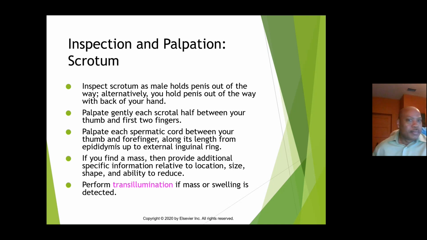Anyway, let's see. We're also looking to see if there's a mass. We want to determine the location, the size, the shape, as well as the ability to reduce the mass. Say if it's a hernia, can we reduce it? Can we push it back into the scrotal ring, if you will?